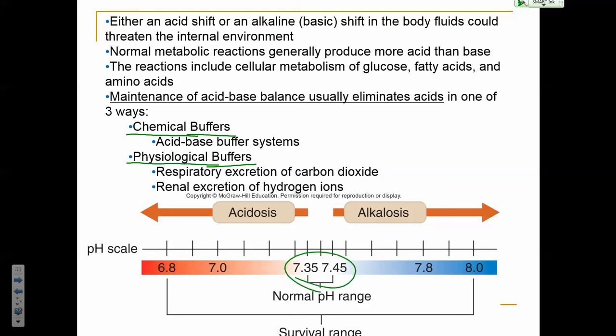Pretty much everywhere except the stomach, and its pH is 2 because pepsin has to work at that low pH. But everywhere else, it's got to be a little bit slightly alkaline. You can survive, not super well, but you can survive in that pH range, 6.8 to 8. Okay. But the desired is right around 7.4. Okay. But because we're constantly bombarding our fluids with acids and bases, that can change. And so we have these buffers that prevent drastic changes.